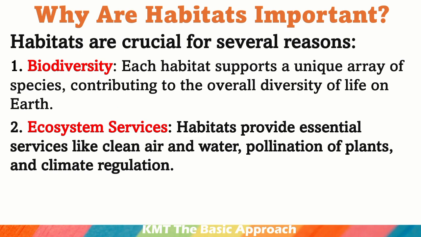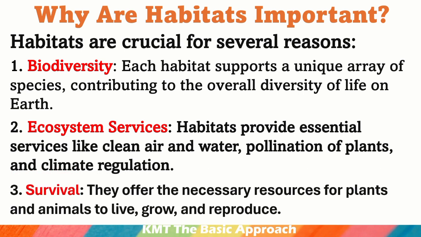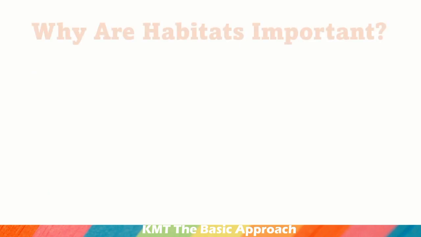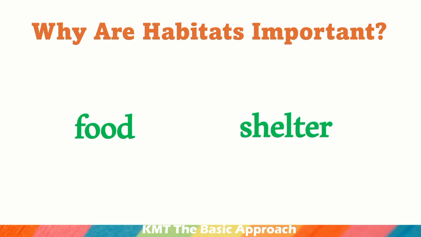Number 2, ecosystem services. Habitats provide essential services like clean air and water, pollination of plants, and climate regulation. Number 3, survival. They offer the necessary resources for plants and animals to live, grow, and reproduce. And of course, habitats are important because they are the main source of food and shelter.